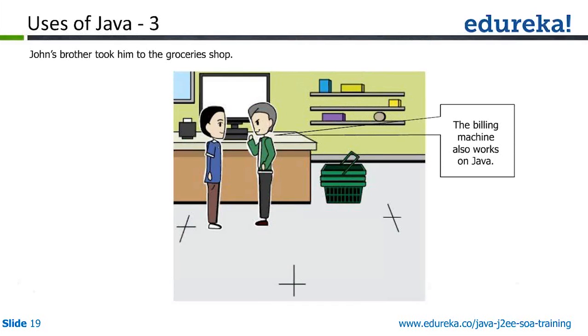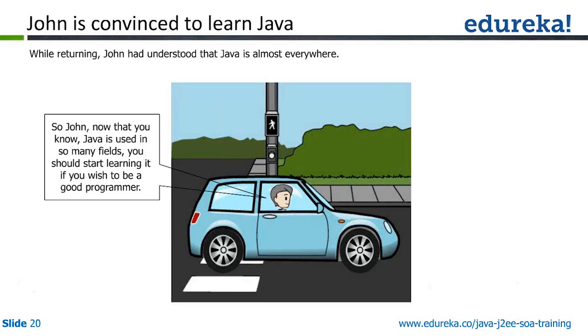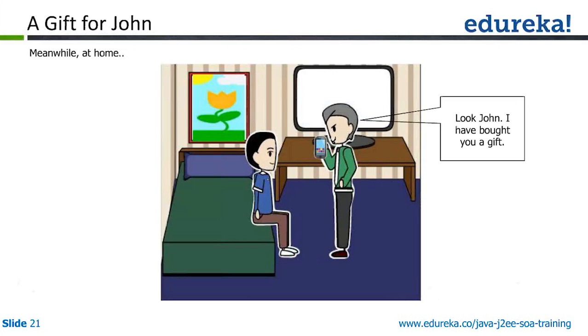Okay. If you go to a grocery store and there is a billing machine, it's quite possible that it's running on Java as well. Java is pretty good in the retail industry. Okay, so as you can see, Java is everywhere, and you'll find it in bank tellers, ticketing systems, all of them are running on Java.